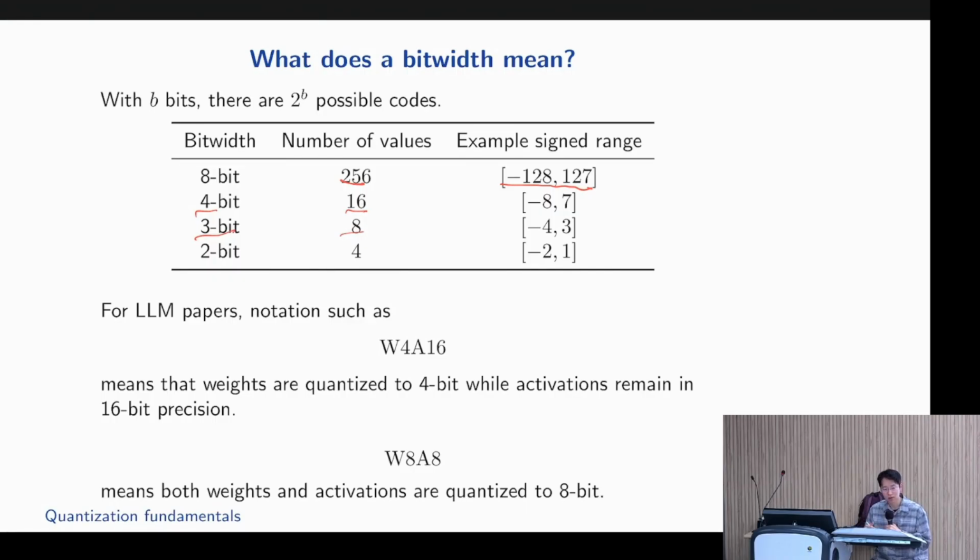So in the quantization community, this is the notation. W4A16 means weights are quantized to 4-bit. Activations remain 16-bit precision. So you only quantize the weights. W8A8 means the weights are quantized to 8 bits, and so is the activation. So whenever this number is not 16, that means you're going to use specialized hardware GPU kernels, for example, in this case, 8-bit general matrix multiply.